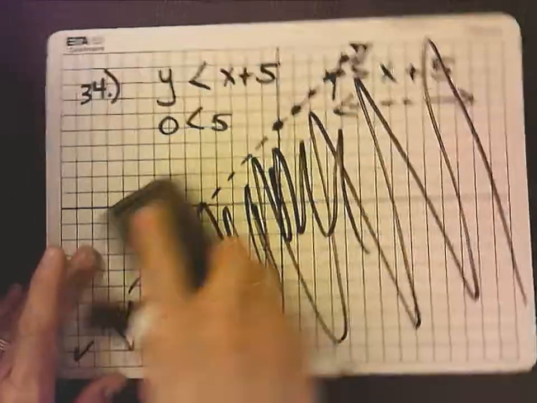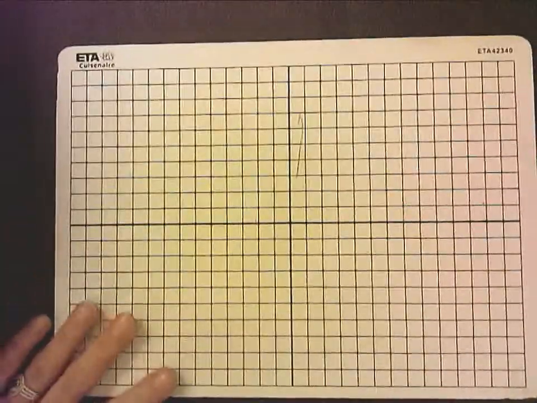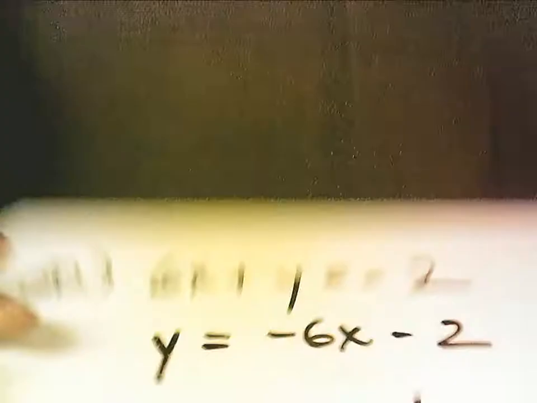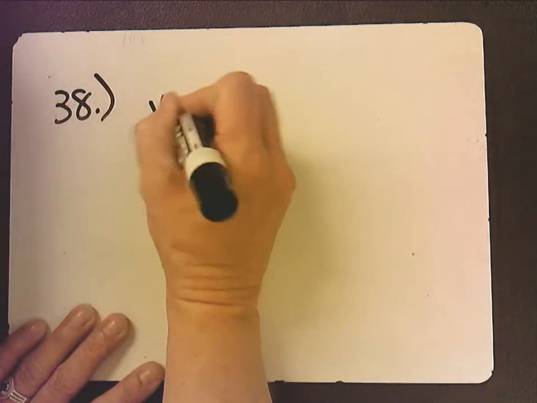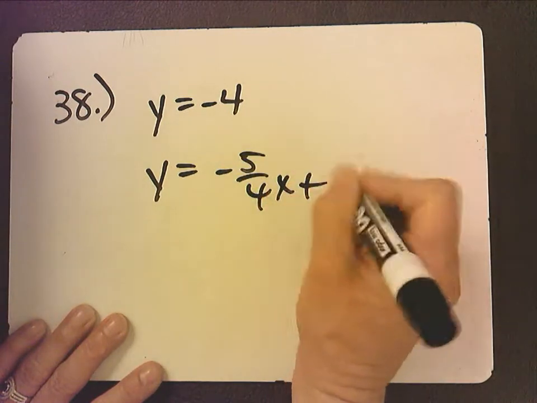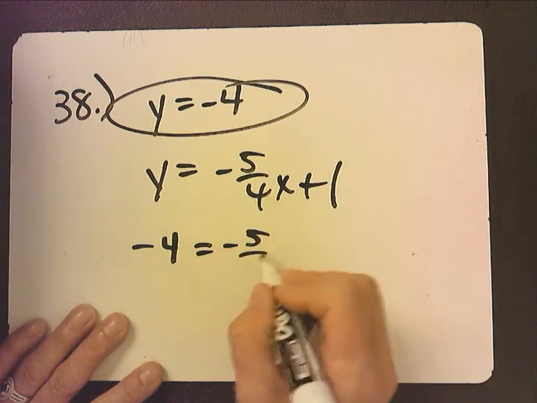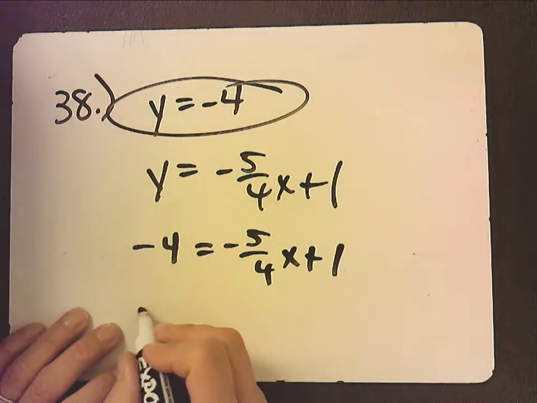Okay. Now we'll go to 38, where we're going to solve a system of equations by substitution. Actually, we can solve it any way we want. But in this case, substitution looks the best. So, number 38, they tell us y equals negative 4 and y equals negative 5/4 x plus 1. If I let y equal negative 4, multiply every term by 4 to get rid of my fraction.